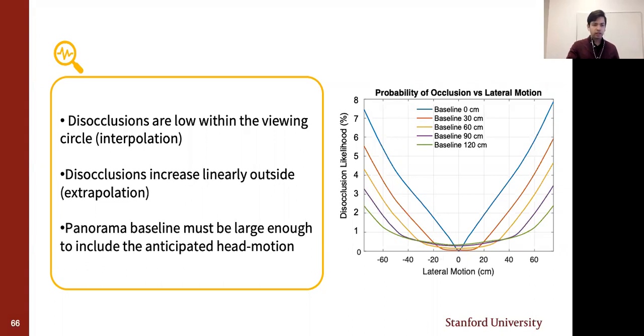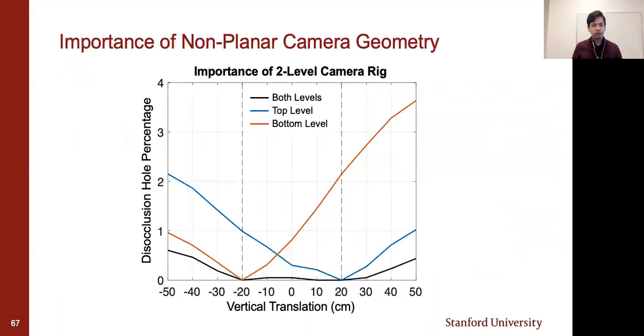Next, we take a look at the effect of having a two-level camera rig versus having a single ring of cameras placed either at the top or at the bottom of the viewing volume. In this case, the y-axis shows the disocclusion holes in the output view when we use all the available rig cameras jointly. The x-axis shows the vertical head motion in centimeters, and the two vertical dashed lines show the limits of the cylindrical viewing volume.